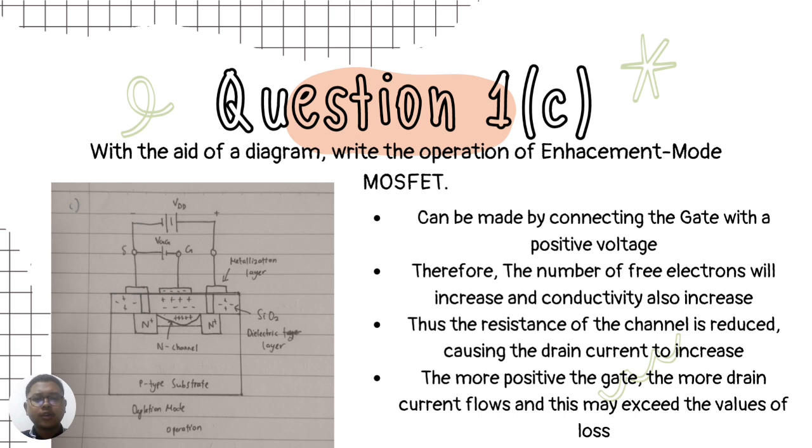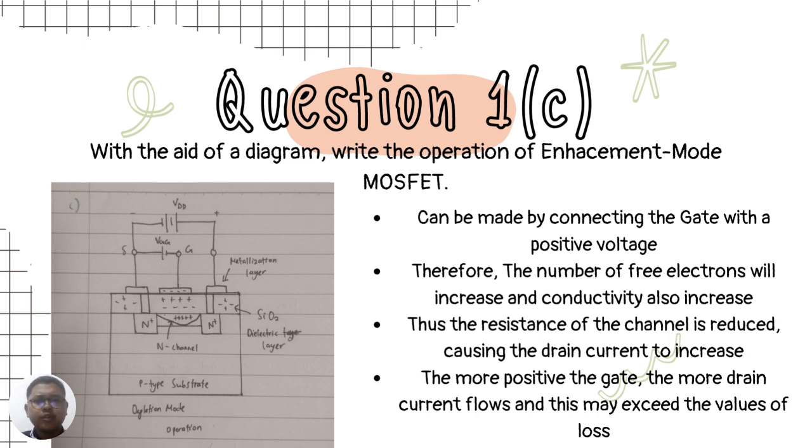Last question, question 1C. With the aid of a diagram, write the operation of enhancement mode MOSFET, metal oxide semiconductor field effect transistor. So on the left is the diagram that I drew, and on the right is the explanation.